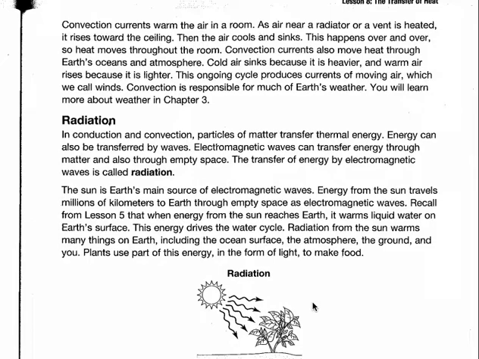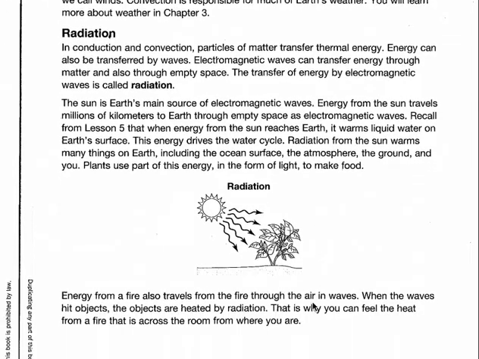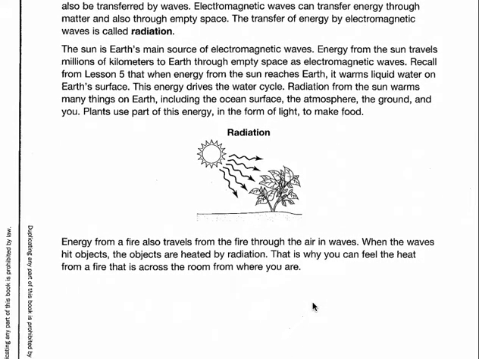Plants use part of this energy in the form of light to make food. Energy from a fire also travels from the fire through the air in waves. When the waves hit objects, the objects are heated by radiation. This is why you can feel the heat from a fire that is across the room from where you are.